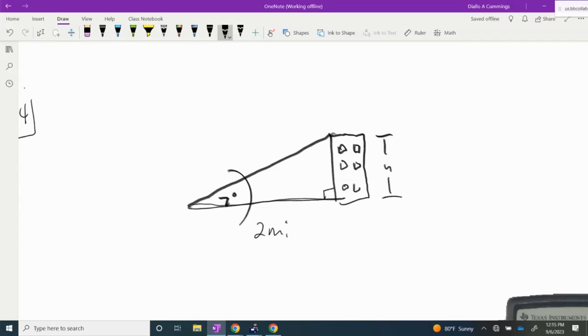Now I'm going to label all of my sides according to the reference angle. My hypotenuse is opposite the right angle. The side for the height of the building is opposite my reference angle, so H is my opposite side. The base of that angle of elevation is my adjacent side.